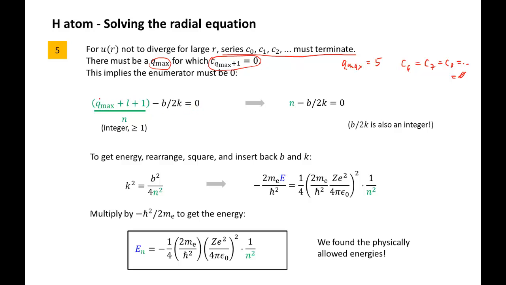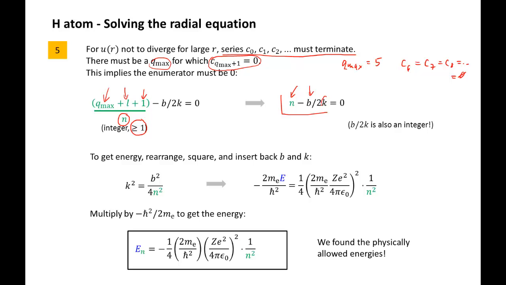Now this clearly is an integer: since L is an integer, as we know from the rigid rotor, and q must be an integer since it's an exponent for the polynomial, this whole expression is an integer. Let's abbreviate it with n. And since we're adding the plus 1 at the end, n is going to be larger than or equal to 1. Rearranging this, we end up with n minus b over 2k equals 0. Since n is an integer, of course b over 2k also needs to be an integer.